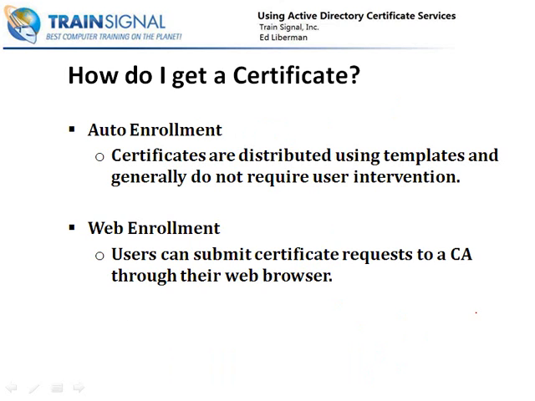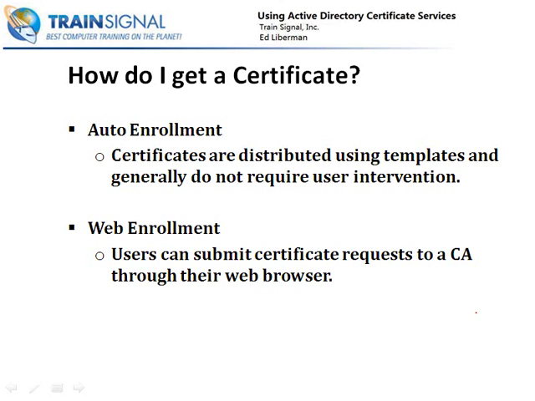So, how do I get a certificate? Now, we'll look a little bit at this when we go into the operating system, but basically there's 2 primary ways to do this. You can do it through something called auto enrollment, where certificates are distributed using templates. And you use these templates so that you hopefully do not have to require user intervention. Now again, this is going to be only in an internal environment. If you are going to an external public CA, there's no auto enrollment.